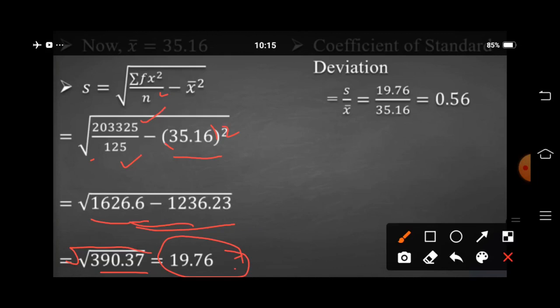Coefficient is s upon x bar. Here we have already found s, our s is 19.76, and we already have x bar 35.16. If we divide 19.76 by 35.16, we will get 0.56 as the coefficient of standard deviation.